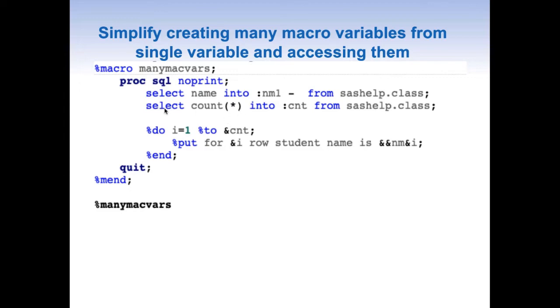So what we can simply do is select count star into colon cnt from SASHELP.CLASS, and then quit. I think I have written quit here, but probably it should be in here. And then I can simply access my macro variables by doing %do I equal to 1 %to ampersand cnt. This ampersand cnt is nothing more than 19, and in here we are doing indirect macro variable reference and we are accessing all those macro variables.